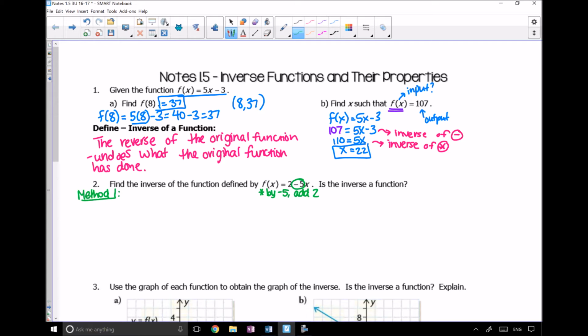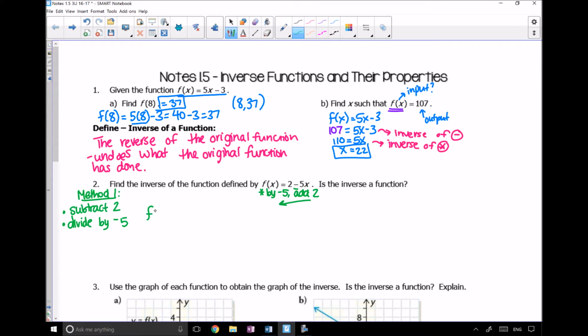So method 1 is going to tell us to do the opposite, and to do the opposite, we also are going to go backwards. Since I added 2 last, the first thing I'm going to do is subtract 2. Then, what we did first is we multiplied by negative 5, so I'm going to divide by negative 5. Okay, so that means that my function's inverse will be written as follows.